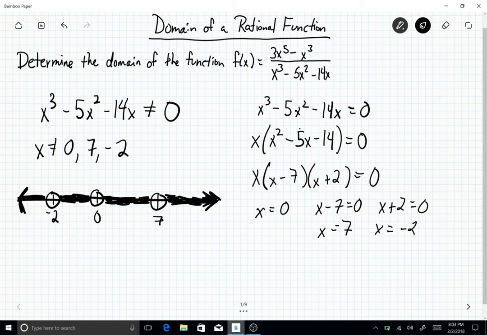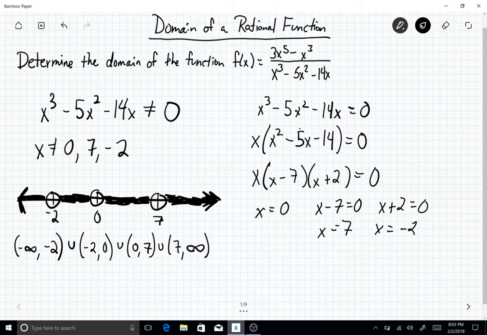Okay? So with that in mind, what do we have? Well, we start from negative infinity, that's the furthest to the left, and we go all the way to negative 2. We do not want to include negative 2, so we put a parenthesis. Then we put a union symbol to get the next interval, which would correspond to negative 2 to 0. And we don't want to include 0 either, so we just put a parenthesis. And then we go from 0 to 7, which we don't want to include 7, so we put a parenthesis. And then we go from 7 to infinity. So if you have it in interval notation, that would be your final answer.